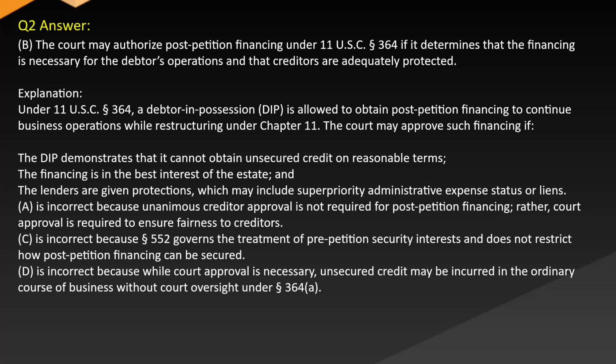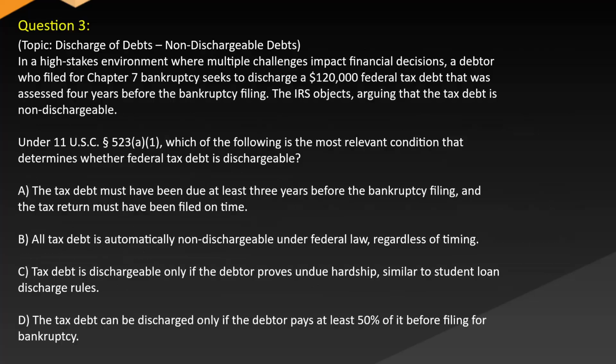C is incorrect because § 552 governs the treatment of pre-petition security interests and does not restrict how post-petition financing can be secured. D is incorrect because while court approval is necessary, unsecured credit may be incurred in the ordinary course of business without court oversight under § 364(a). Question 3. Topic: Discharge of debts.